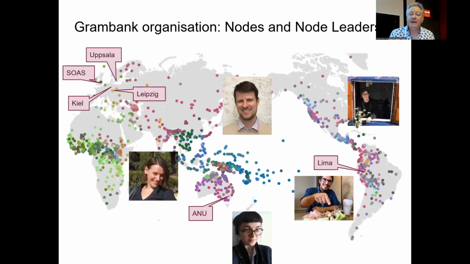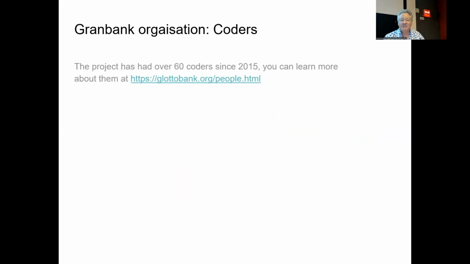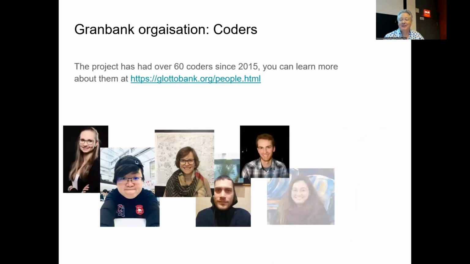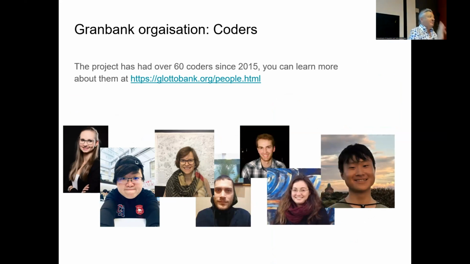A bit about the Grambank process. As I said, we ended up with a hybrid model between a research assistant model and an expert model. There are a number of what we call nodes for the coding that went on in Grambank. There was initially one in SOAS and ANU, and then in Kiel and Uppsala, and more recently in Lima. And in these nodes, there are lots of wonderful coders, and this is just some of the coders you can see here. I think there have been over 60 coders involved in providing Grambank data.